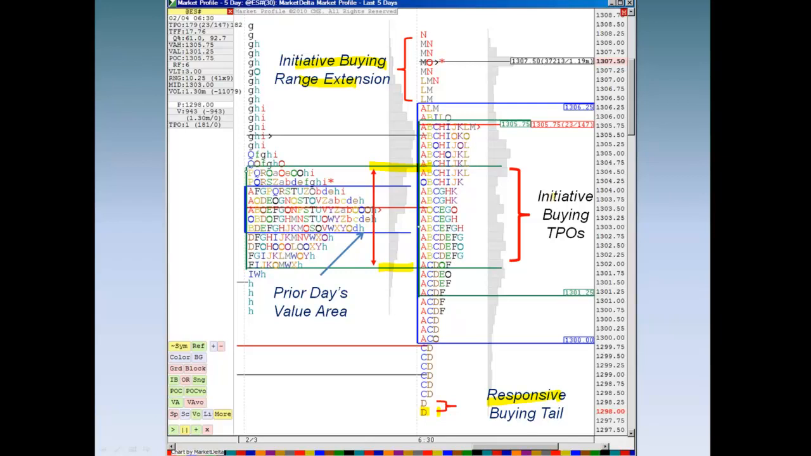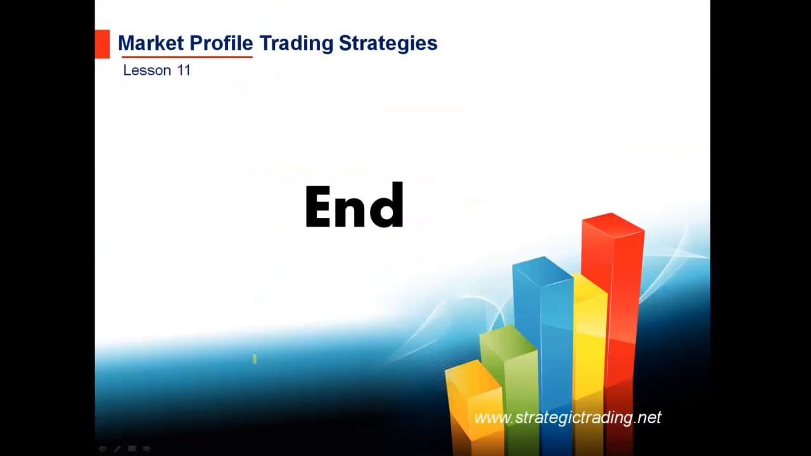But here we had initiative buying in the value area, and it continued on with initiative buying to the upside and extended the range. So now we're in initiative buying, and notice how initiative buying occurs above the prior day's value area. Now I want you to be able to detect and identify initiative buying and responsive selling and so on, and be able to look at it relative to the prior day's range. And with that, we will conclude our lesson for the day.